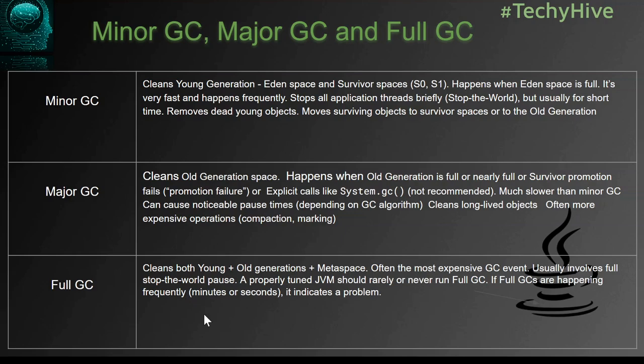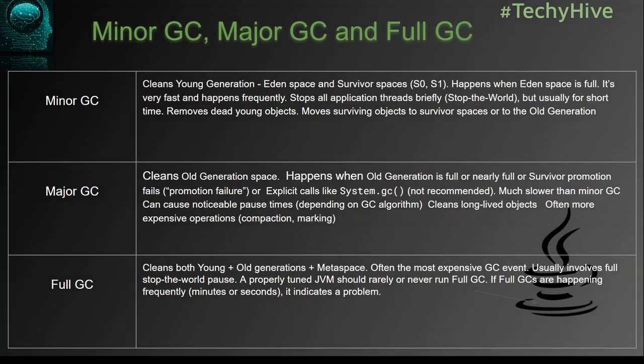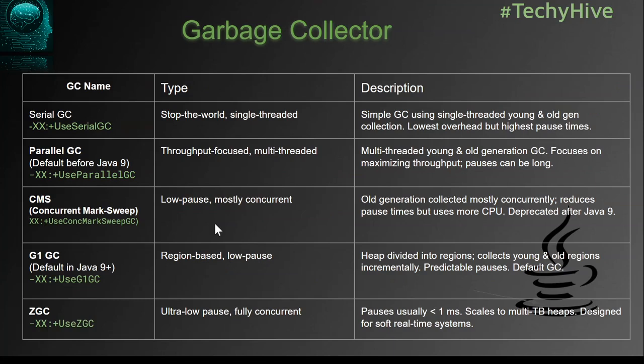A properly tuned JVM should rarely or never run full GC. If full GCs are happening frequently, every few minutes or seconds, that indicates a problem. There might be some memory leakage or some other problem in the application if full GC is happening frequently. Next, let's see what garbage collection algorithms are used by the JVM.